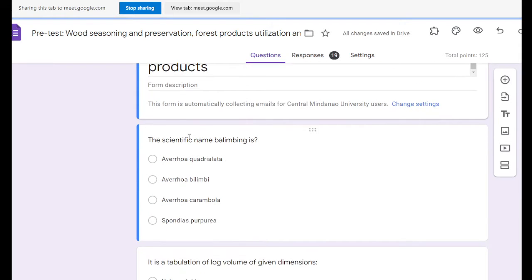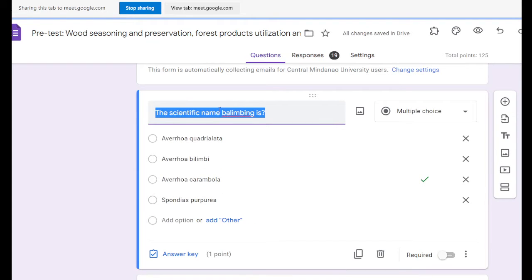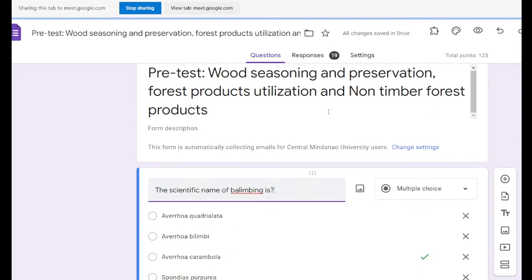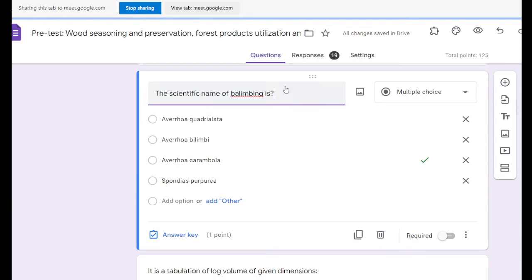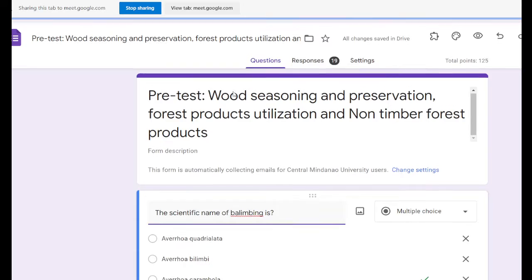So, first question kini. The scientific name of balimbing. The answer is Averrhoa carambola. So, this question is on non-timber forest products. Okay? So, Averrhoa carambola.